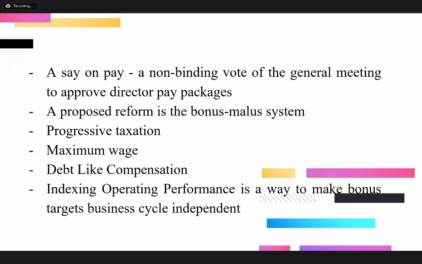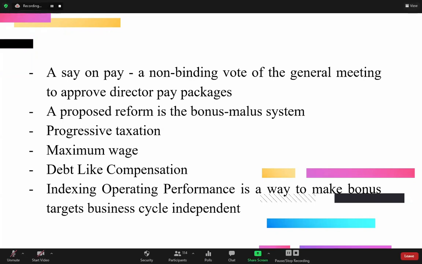There's also indexing operation performance, which is a way to make bonus targets business cycle independent. So the bonuses don't come with a certain business cycle, they're independent of that. So sometimes they can be put at longer periods of time. For instance, if a business cycle is a year or 6 months, they don't have to have a bonus every single 6 months or every single year. That way it creates more spacing in between bonuses. Next slide, please.